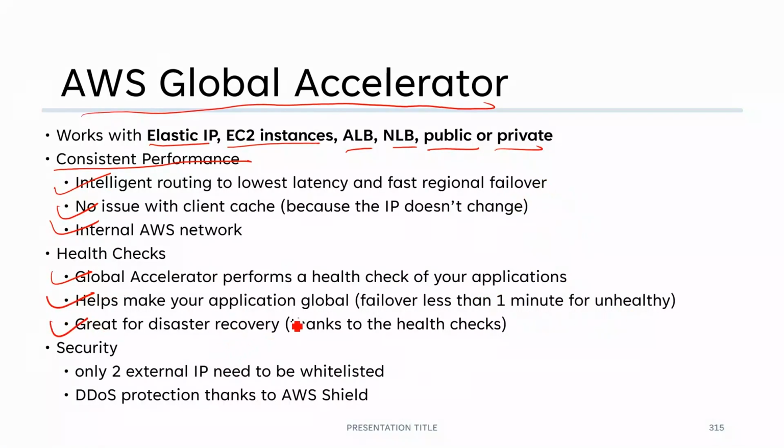It's great for disaster recovery thanks to the health checks, because if Global Accelerator sees an unhealthy application source, it will fail over to the nearest application that you have. Security: only 2 external IPs need to be whitelisted, and DDoS protection thanks to AWS Shield. AWS Shield is a service which helps with DDoS attacks. There is also AWS Shield Advanced. We're going to discuss that later in our AWS security video. Don't worry about that right now. Just understand Global Accelerator.